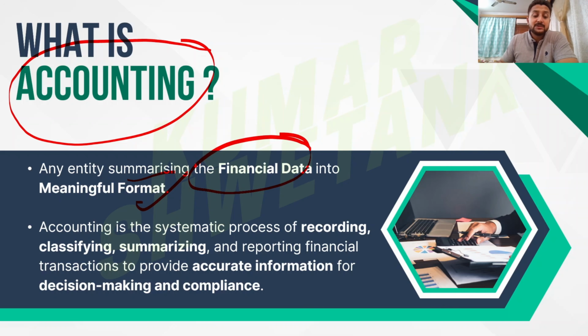To further add within the theory, accountancy is the systematic process of recording, classifying, and summarizing the financial transactions, where you come up with accurate information which is helpful in further decision making and compliances. So accountancy is the recording, classifying, and summarizing of your transactions, so that you can come up with information which can help you with your decision making. This is what accounting is all about. So now you know what accounting is.